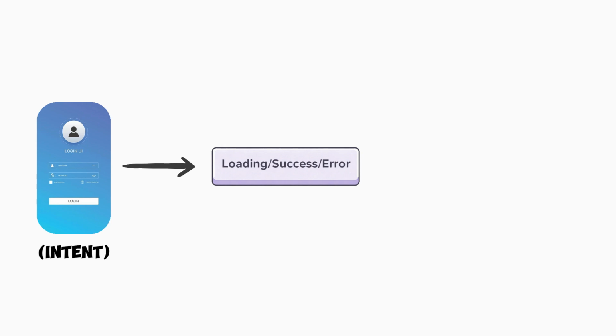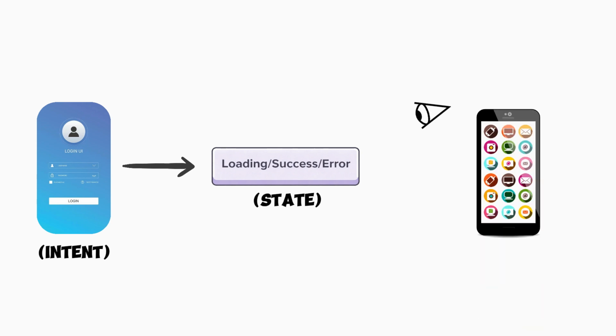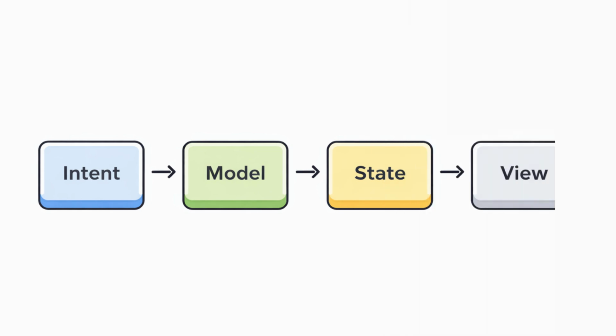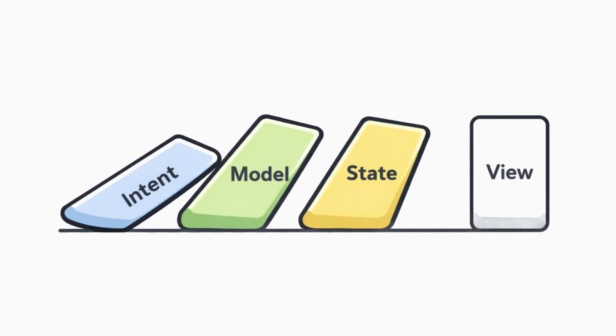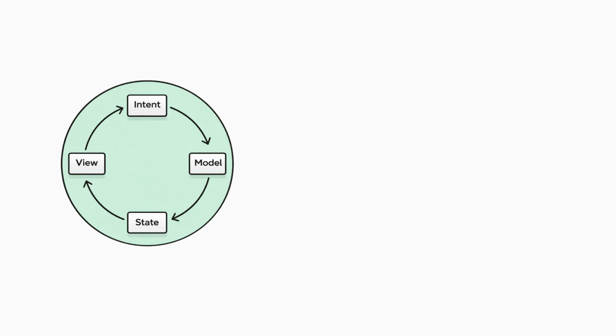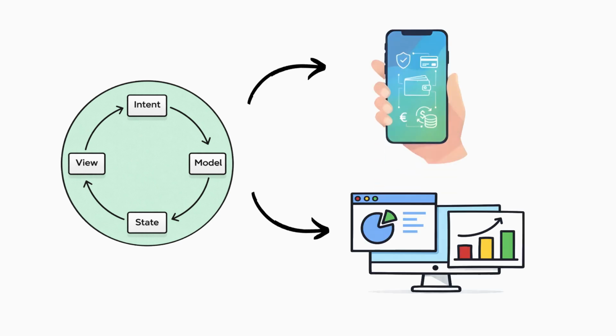User taps Login. That becomes a login intent. The system processes it and produces a new state: loading, success, or error. The view observes and renders the UI. Data always flows one direction: intent to model, to state, to view. This makes behavior predictable. MVI works great for complex fintech apps, dashboards.